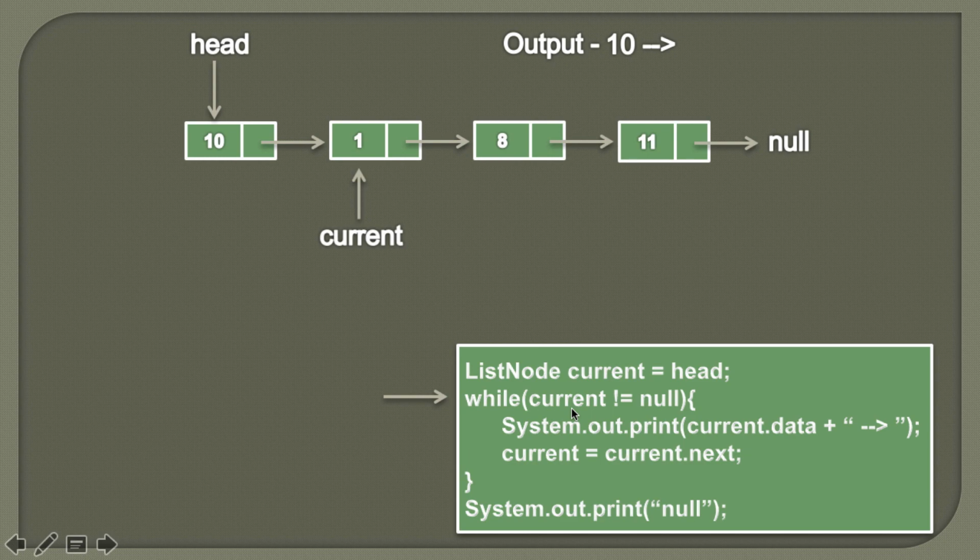we again check whether current is equal to null or not. So here you can see, as current is pointing to the second node, it is not equal to null. So the condition in the while block comes out to be true, and we simply print current data on the console. So current's data is nothing but 1. So it would look something like this. Moving ahead.